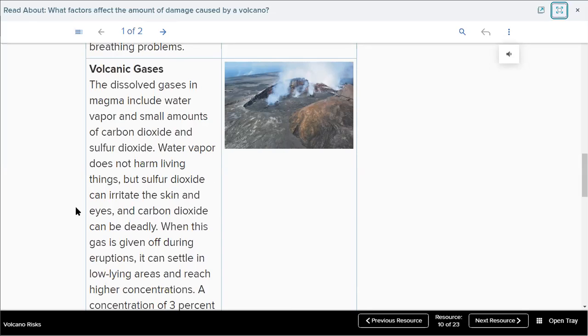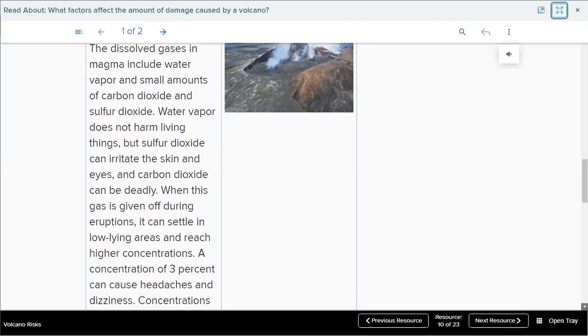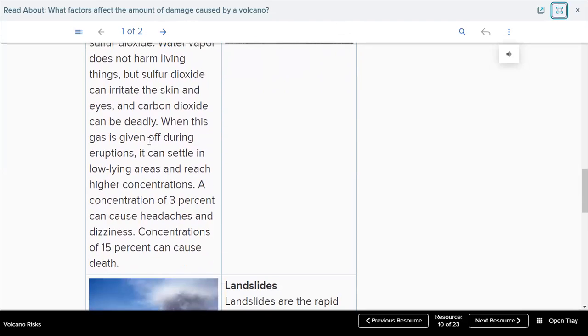But sulfur dioxide makes many problems. It can irritate the skin and eyes. And carbon dioxide can be deadly. Okay?